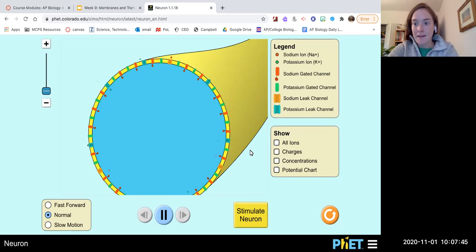Hey AP Bio students, just wanted to check in with you and see how things are going with your studies of Unit 2 and transport. This is the PhET simulation that I linked on the week 9 agenda.